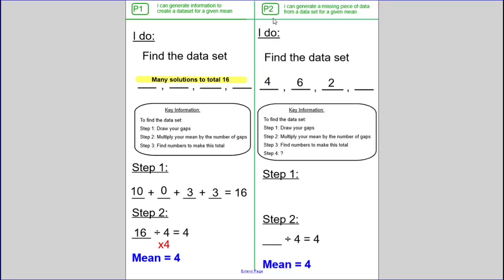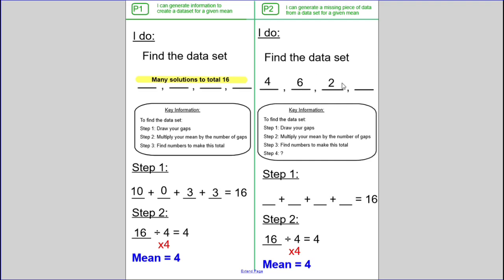Let's compare this with a P2 type of question. So we are asked to find a data set. We are given 3 numbers and we can see that 1 number is missing. We have 4 numbers and we want to find a mean of 4. So the first thing we do is 4 times 4, which is 16. Then I need numbers that total to give me 16 as I had in my steps in P1. You will notice that this question is a little bit different than the P1 question, as for that question we didn't have any numbers given to us. However, in P2 we have been given 3 numbers already. So we write these 3 numbers down below.